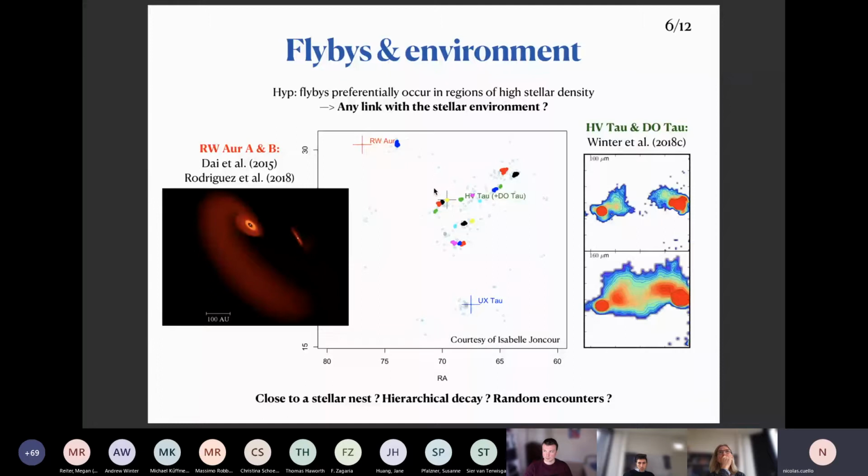And we can try to connect this with the stellar nests that are nearby. This does not really work in this case for RW Aur, perhaps for HV Tau and DO Tau. So we could think about hierarchical decay of multiple systems or even random encounters. But now let's go to UX Tau.